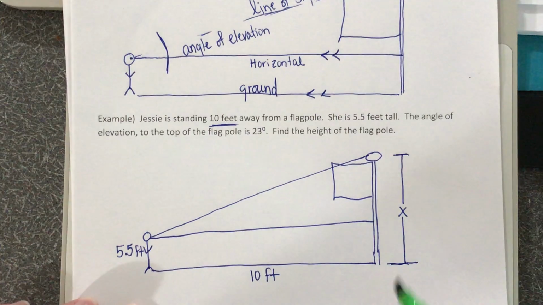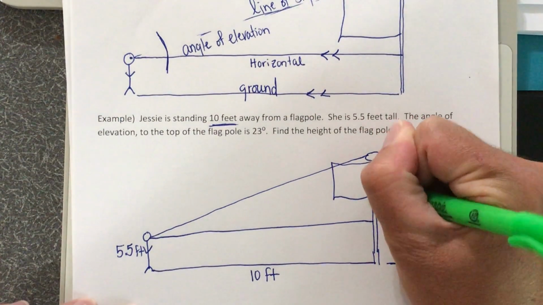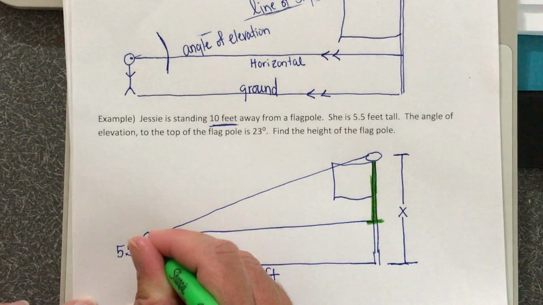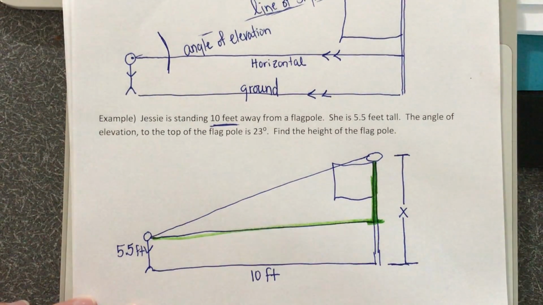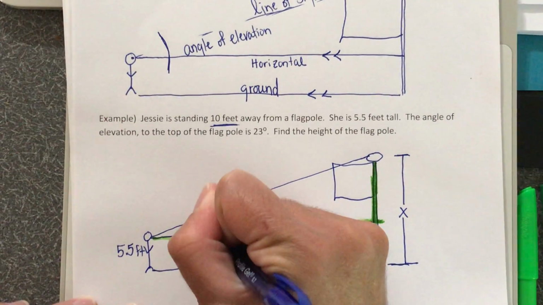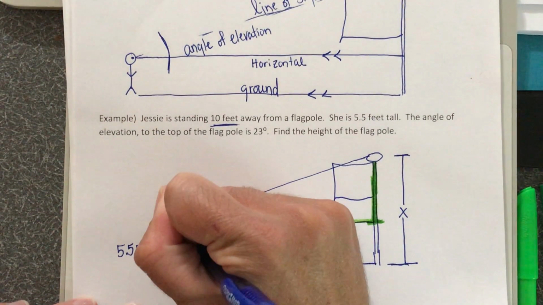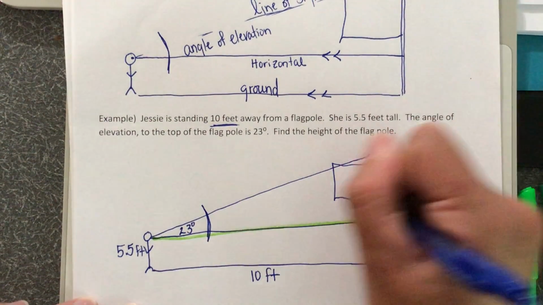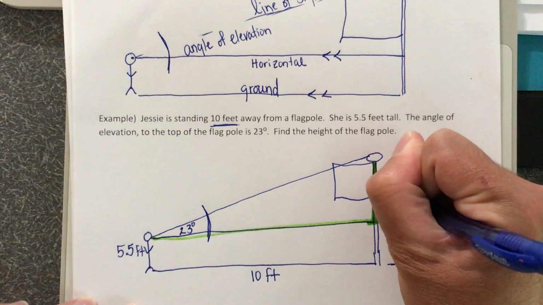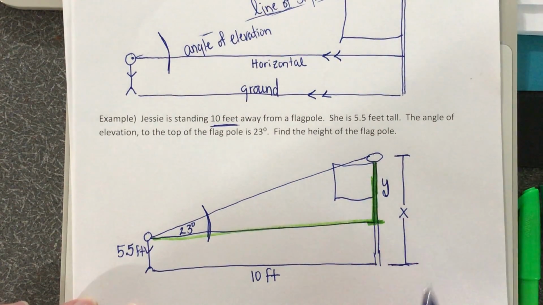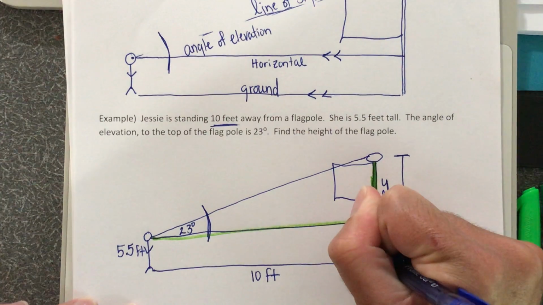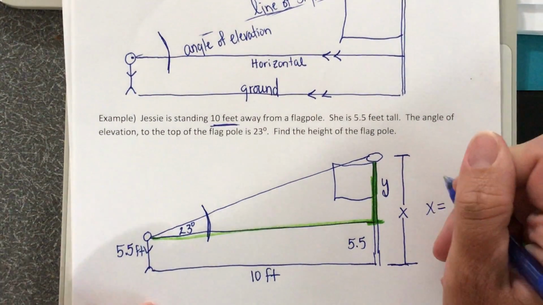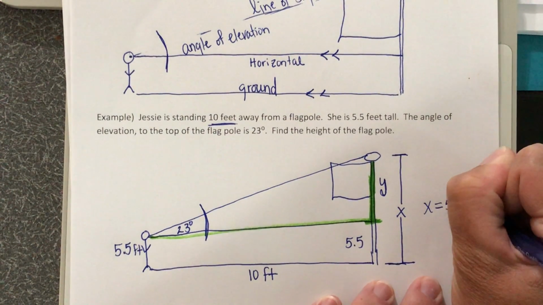But in this picture here, we're only going to use, for right now, this part. So the angle of elevation that was created here is 23 degrees. And this part from here to here, we need to know it. We're going to call it Y because we're going to use Y plus this 5.5 to help us find X. So X is equal to 5.5 plus Y.